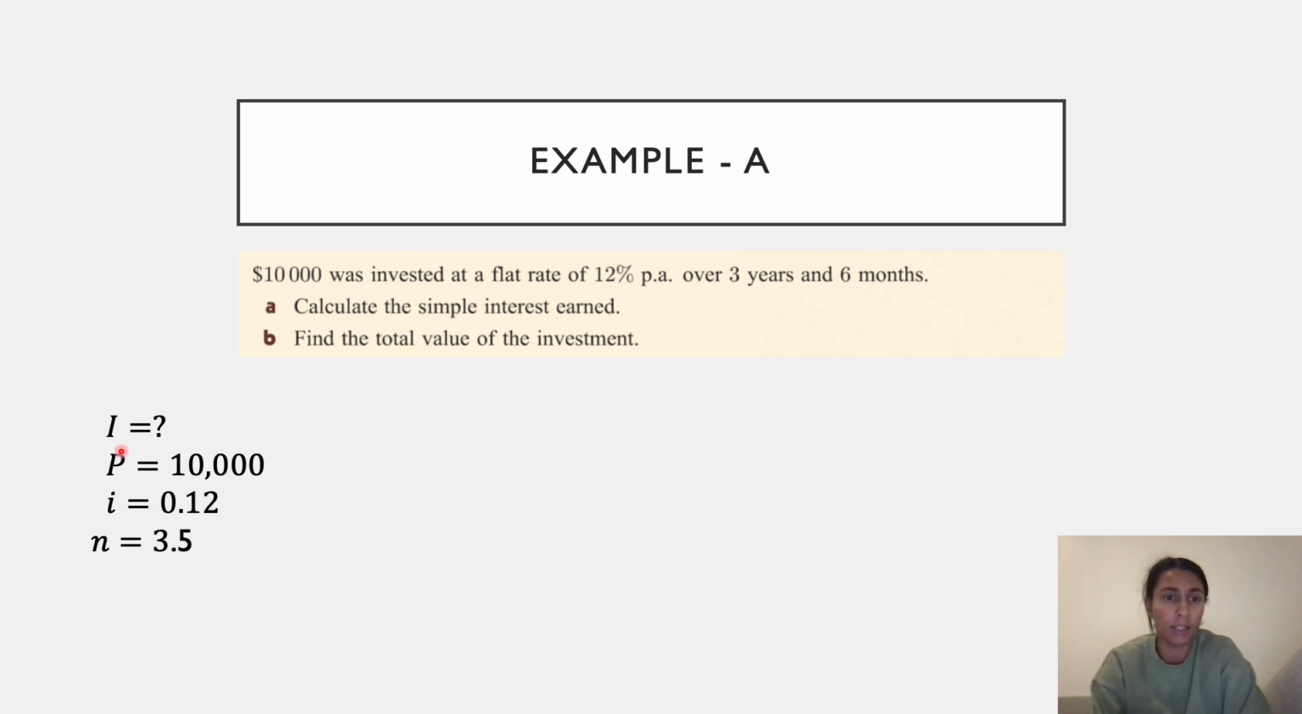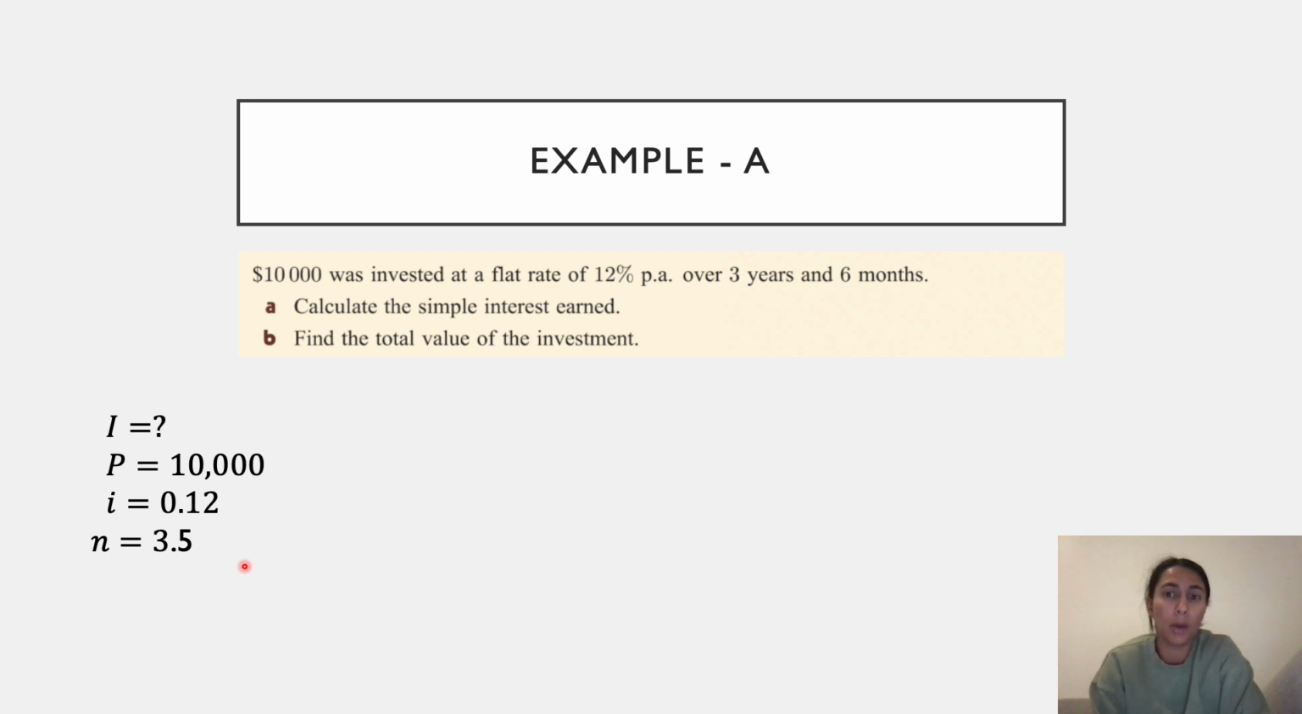So I can't fill in my interest earned because I don't know what that is. I do know that the principal is $10,000 because that's what was invested. I know the flat rate is 12%, and 12% converted to a decimal would be 0.12. And I know that N is 3.5 years because I know 6 months is half of a year.